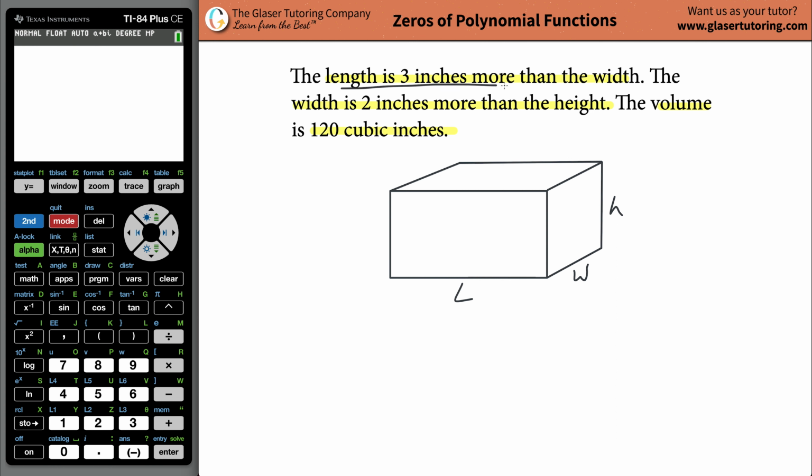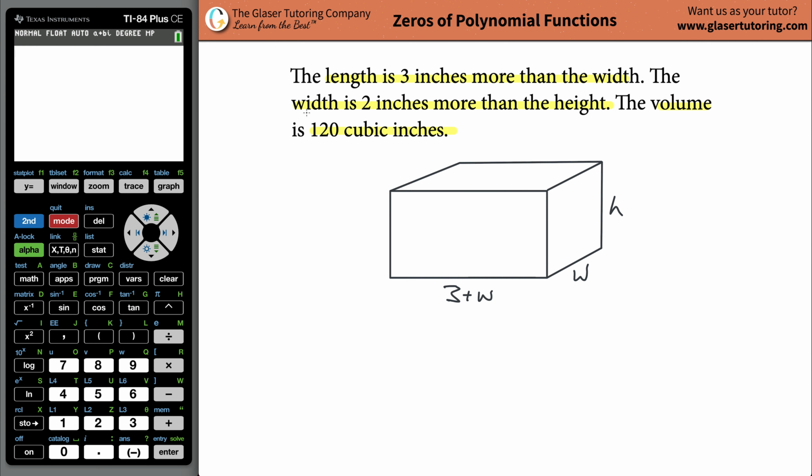It says the length is going to be 3 inches more than the width. So if the width is W, we just call it W since we don't know what it is, then the length must be 3 more than that width. So 3 plus W.